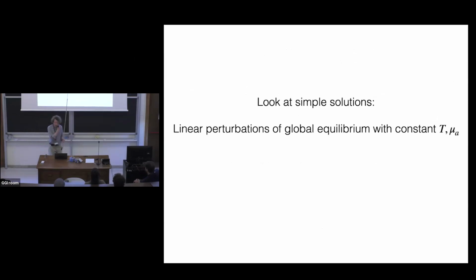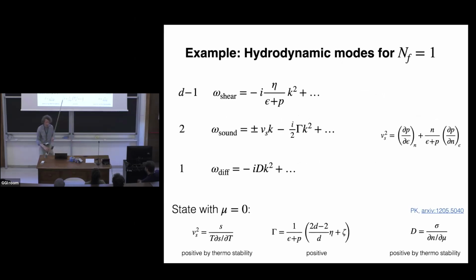So let's now look at simple solutions, which are linear perturbations of global equilibrium with constant temperature and chemical potential. Here is a simple example of hydrodynamic modes for one species of charge. There are d minus 1 shear modes in d space dimensions, very familiar, with energy density plus pressure. There's one sound wave, with a speed of sound and a damping coefficient of sound. There's one diffusive mode, minus i D k squared, where D is the diffusion coefficient.